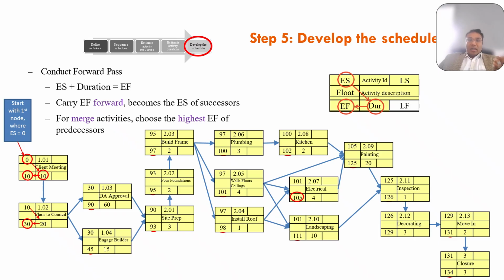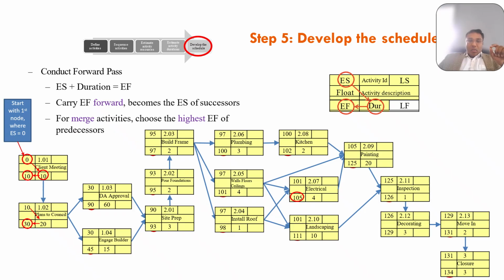So we usually start the first activities, and the early start is always 0. Then move through the network left to right. The rule is simple: early finish equals early start plus your duration. When an activity has multiple predecessors, its early start is the highest early finish of all predecessors.